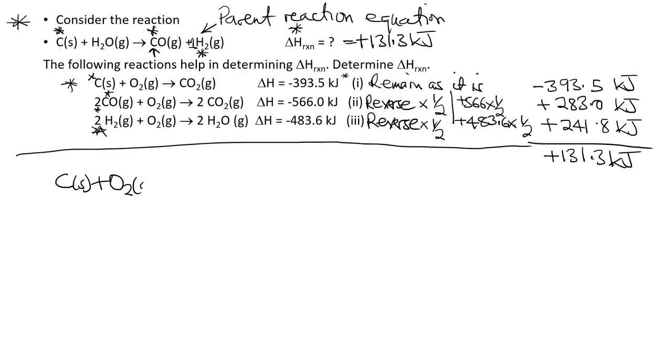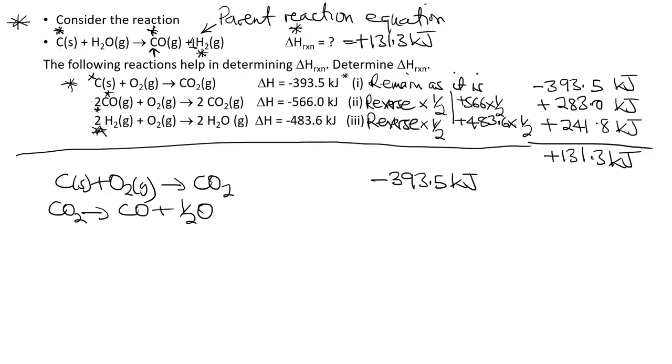So in other words, I'll write this equation as it is: C solid plus O2 gas to give me CO2, and the energy is minus 393.5 kilojoules. While I reverse this one, I reverse it and divide it by 2. So I will have reversed and divided by 2. I will have CO2 to give me CO plus half oxygen, and the energy is plus 283.0 kilojoules because I reversed it and divided by 2.